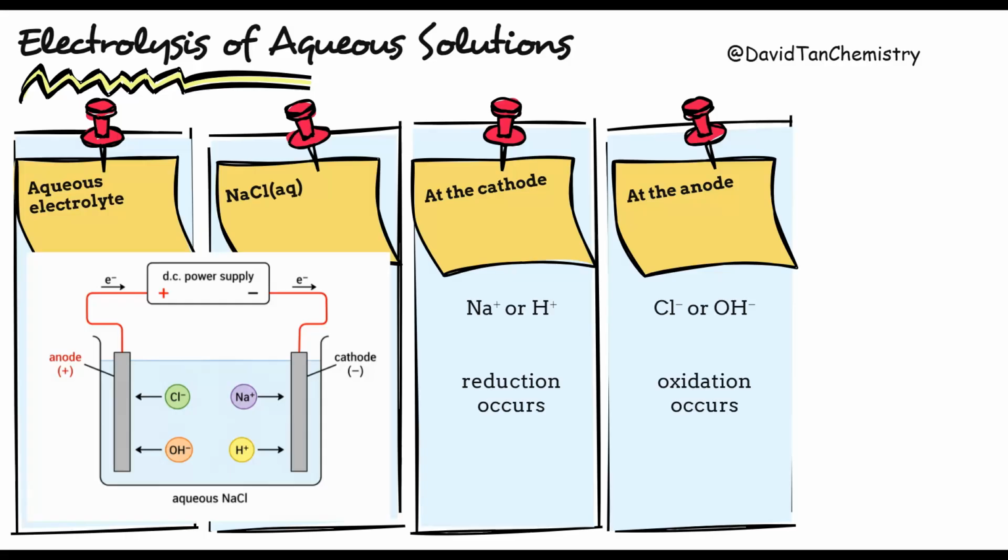The anode is positive, so negatively charged particles move towards it. For aqueous sodium chloride, the negative particles considered are chloride ions and hydroxide ions. At the anode, oxidation occurs, meaning that a particle loses electrons. Again, both particles may reach the anode, but they are not necessarily discharged equally readily. The particles selected may depend on factors such as the identity and concentration of the ions present. So, there is also competition at the anode.